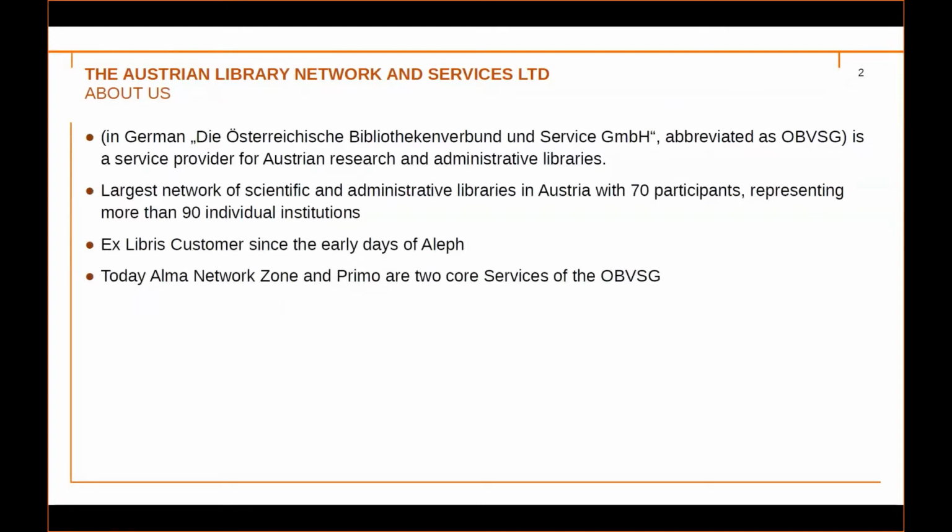It's the largest network in Austria. We have about 90 institutions in the library network. And we are Ex Libris customers since the early days of Aleph, so a long time ago. And today, the Alma network zone is the core of our services and Primo too.